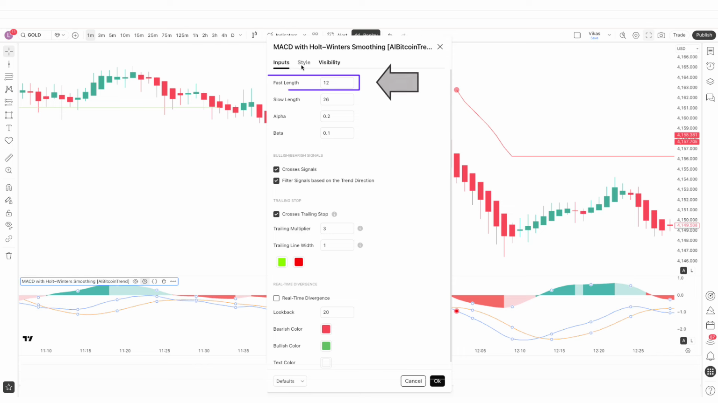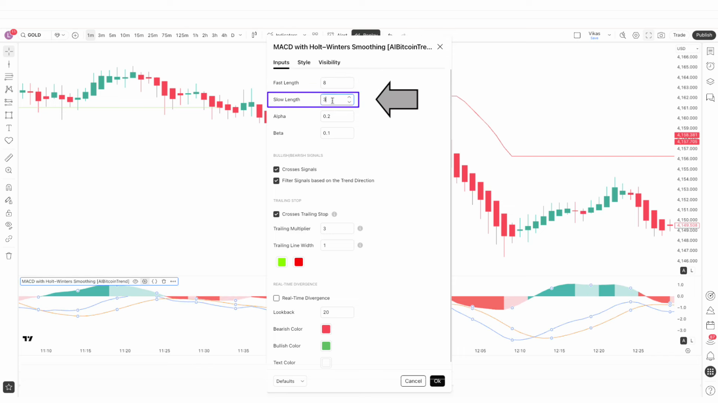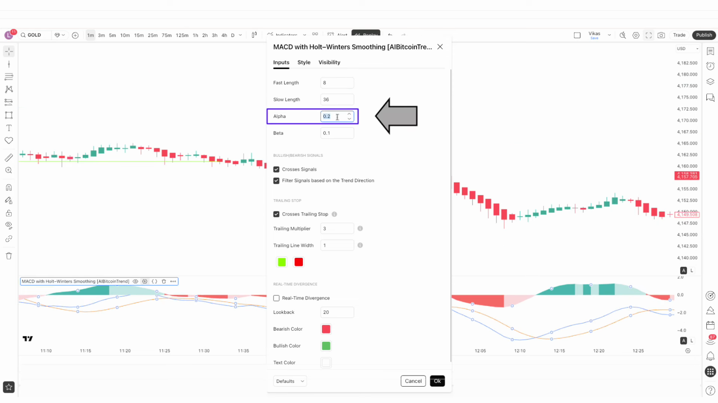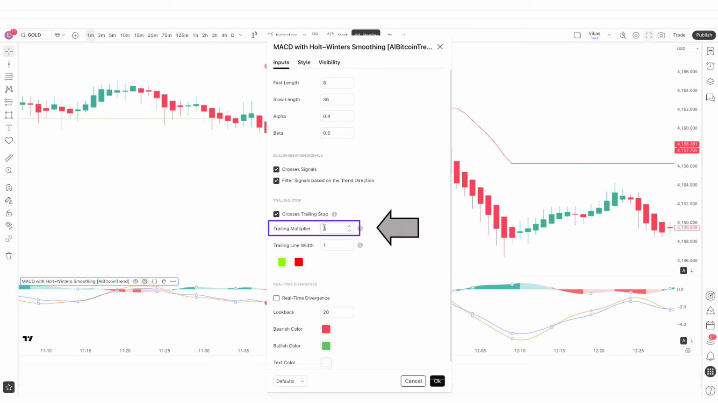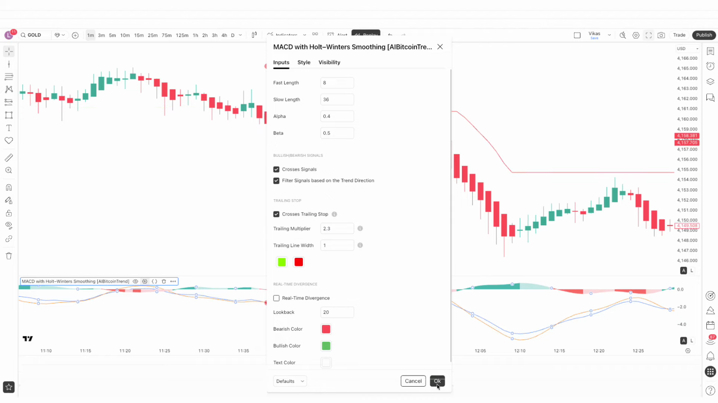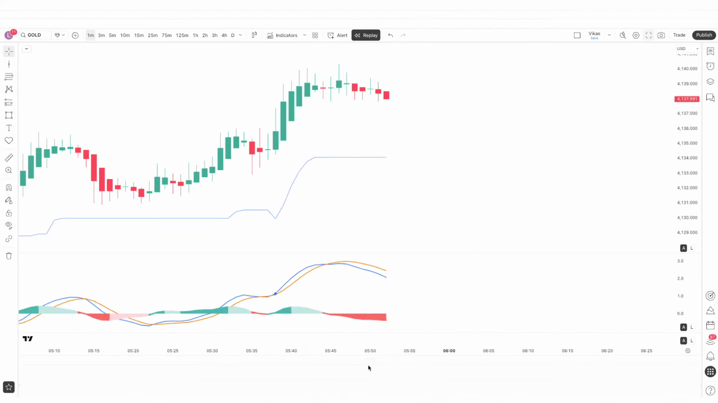And after that, change the Fast Length option from 12 to 8. And after that, change the Slow Length option from 26 to 36. And after that, change the Alpha option from 0.2 to 0.4. And after that, change the Beta option from 0.1 to 0.5. And after that, change the Trailing Multiplier option from 3 to 2.3. And here everything is fine after that. Click OK. Now our setup is ready.